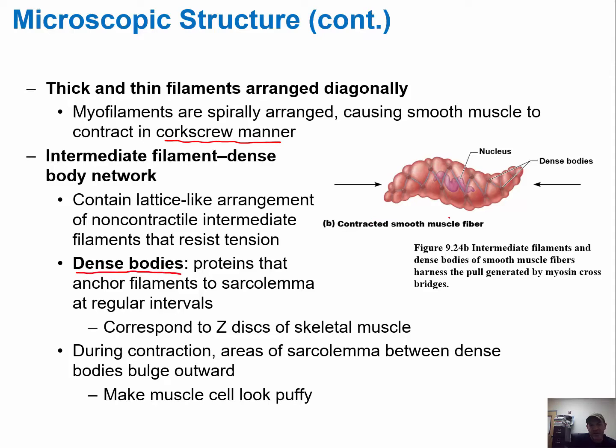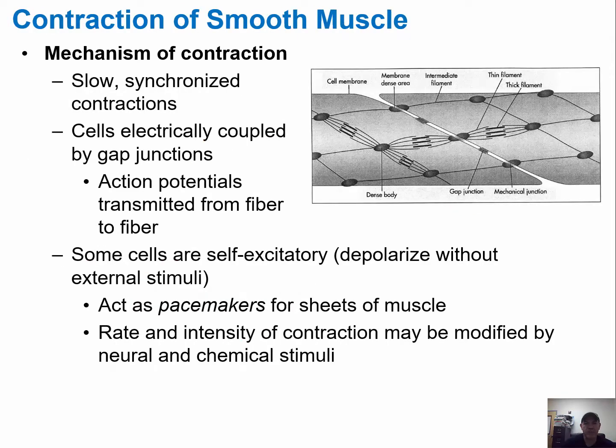So then we can say that these dense bodies that are right here are analogous to the Z discs in sarcomeres of skeletal muscle, since the thin filaments are pulling on them. And overall, when the cell shortens, the cell's going to actually bulge outward between those intermediate filaments, and that's going to make the cell look puffy overall when it's been contracted. So now the mechanism of contraction for smooth muscle.